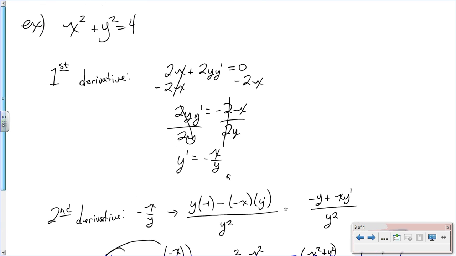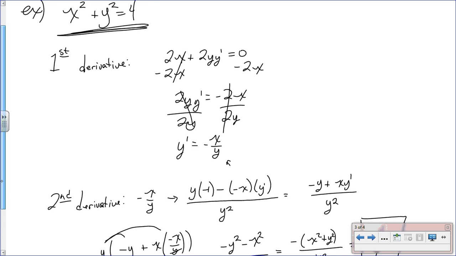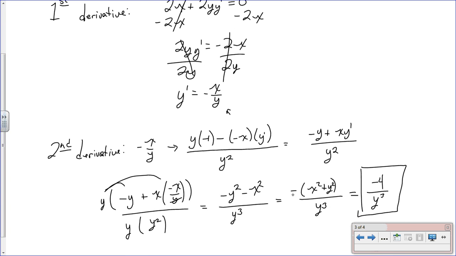So remember how I said it can usually be simplified using the original problem? We took the derivative, we used that derivative, substituted it in for y prime, and when we got done, we factored out the negative to get x squared plus y squared, and of course our original problem says x squared plus y squared is 4. So we substituted in the 4 and got negative 4 over y cubed.